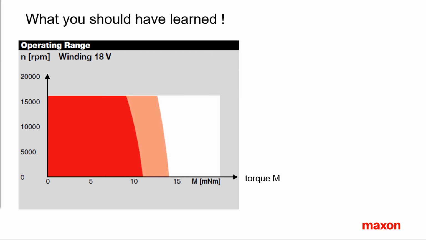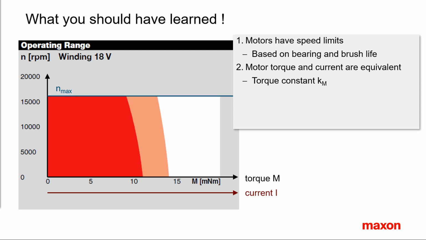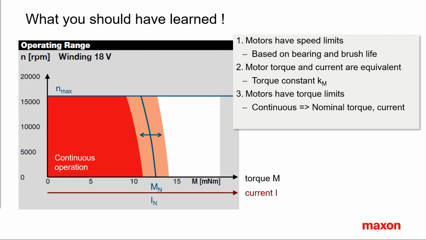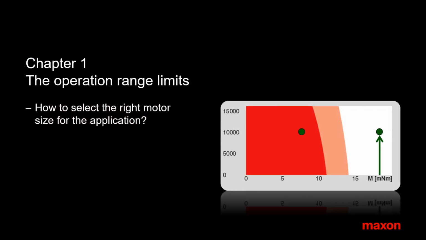The key messages to keep from Chapter 1. Motors have speed limits. They stem from consideration about bearing and brush life. Motor torque and current are equivalent, with the torque constant Km as proportionality constant. Motors have torque limits. The continuous torque limit is given by the nominal torque or nominal current. Motors can be overloaded for a limited time depending on the amount of torque. That's it. The end of Chapter 1. You can find Chapter 2 and 3 in separate video tutorials. They explain motor behavior and the properties of the winding series.